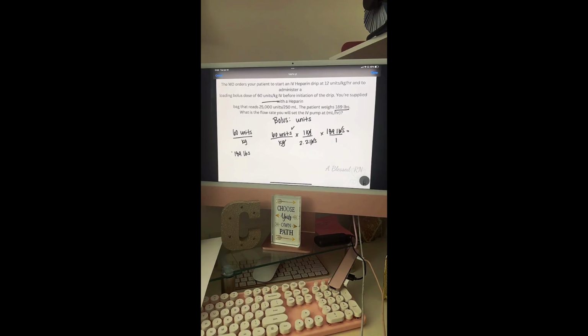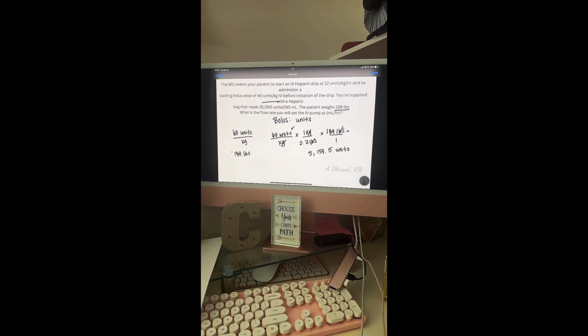All right, so we would give them 5,154.5 units. Okay, and usually when they have the bolus that they want you to find, they'll give you either the medicine or they'll tell you to take it from the bag. Okay. It gives you all the info, just use it.